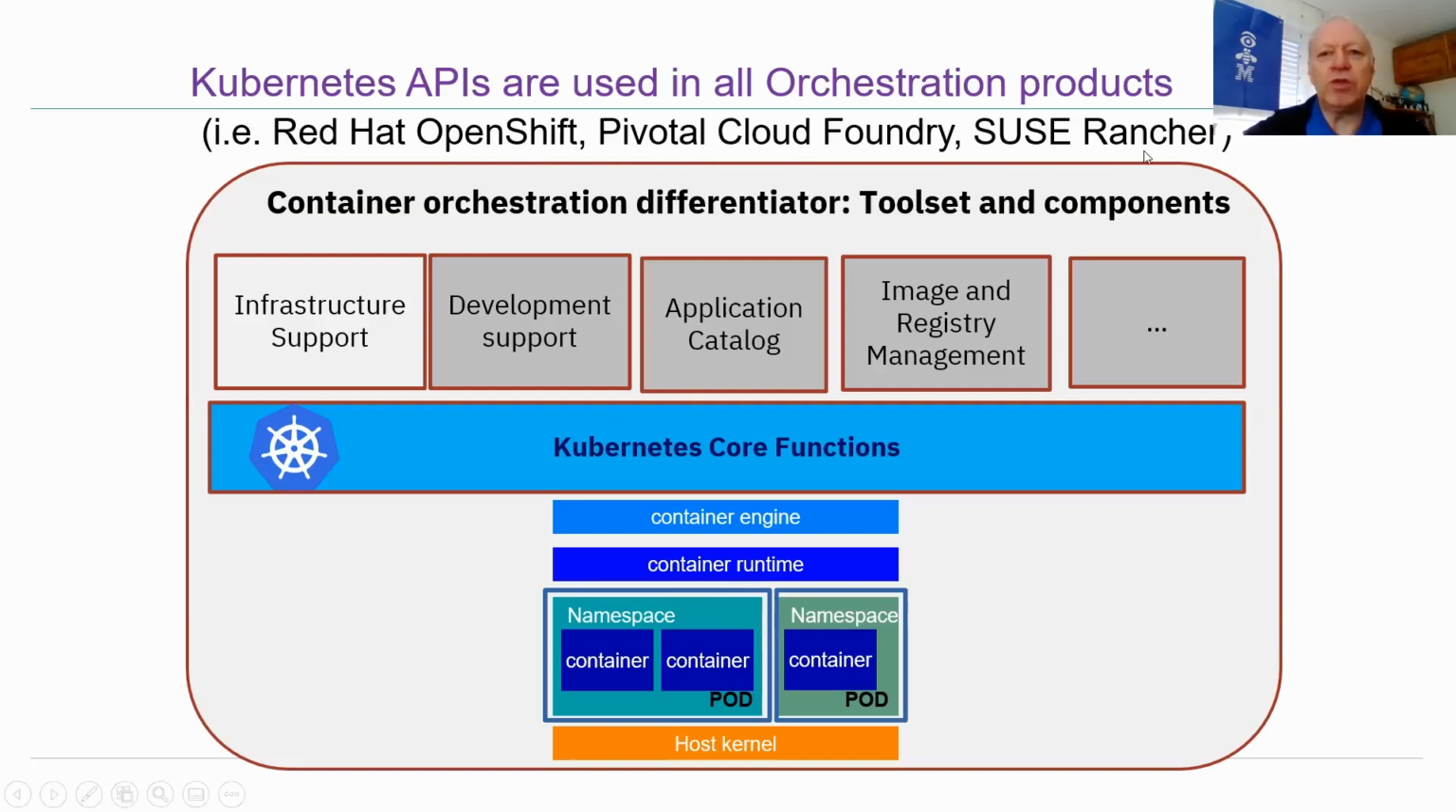Pivotal Cloud Foundry or SUSE Rancher, they have different tool sets and components for infrastructure, for development, for application, for image and registry management. Based on those capabilities, that's the differentiator between these offerings. All of them are basically on top of the Kubernetes core functions, and the ones that fit best are the ones that you typically adopt.